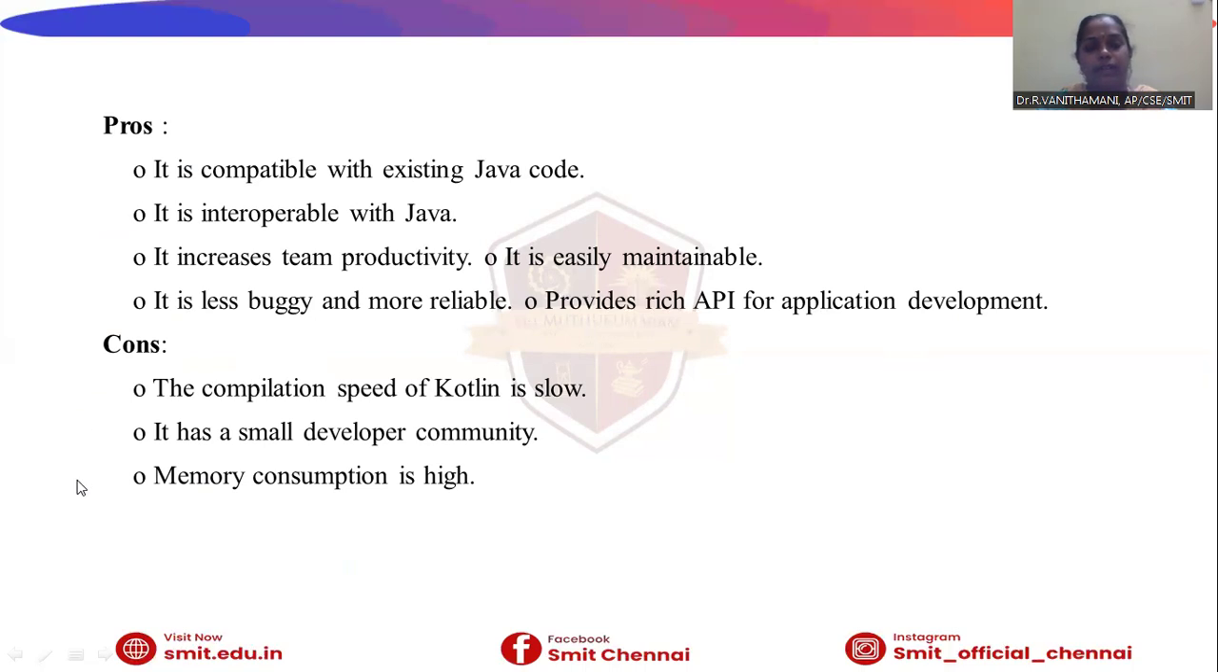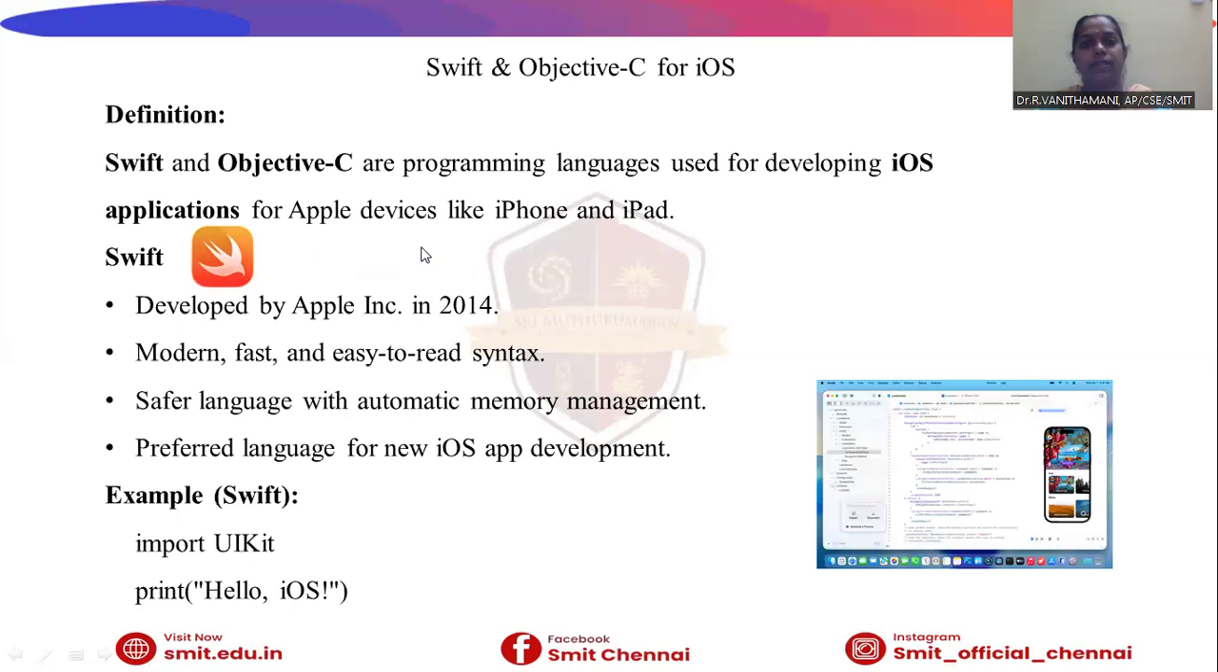Then the cons for Kotlin: compilation speed is slow. It also has a smaller developer community. Memory consumption is high. Now we can see the languages for iOS.